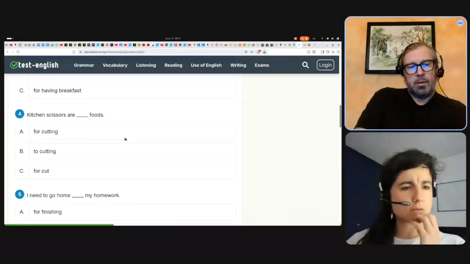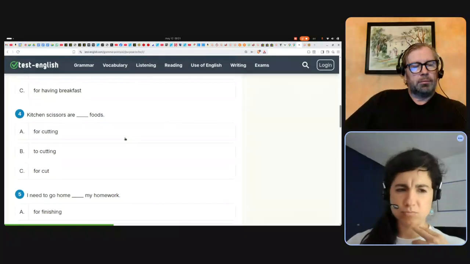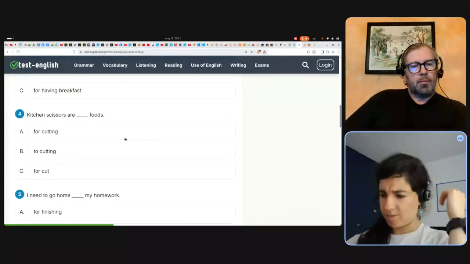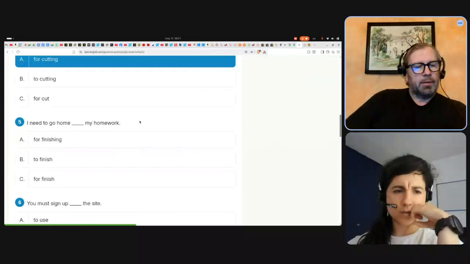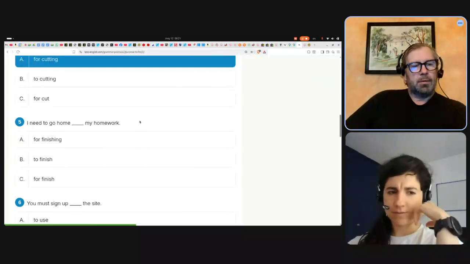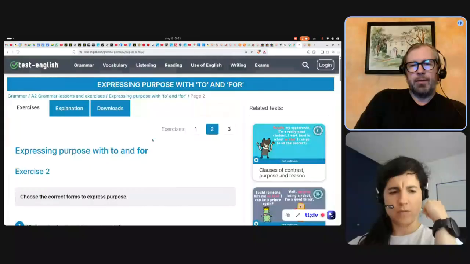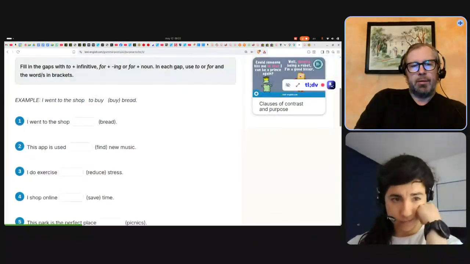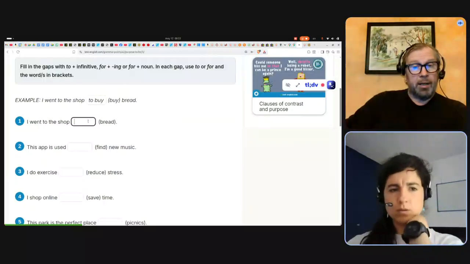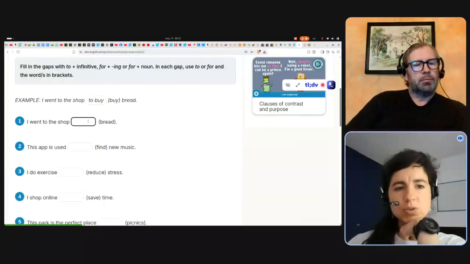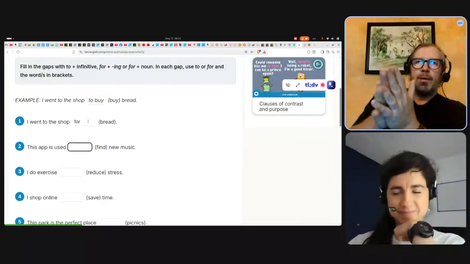Good. Okay, kitchen. For cutting foods, that's right. To finish my homework, that's very good. So you can finish those for homework. Those 3. I went to the shop. Now, in our example, buy is a verb, right? I went to the shop to buy bread. So I went to the shop for bread. For bread, that's right.